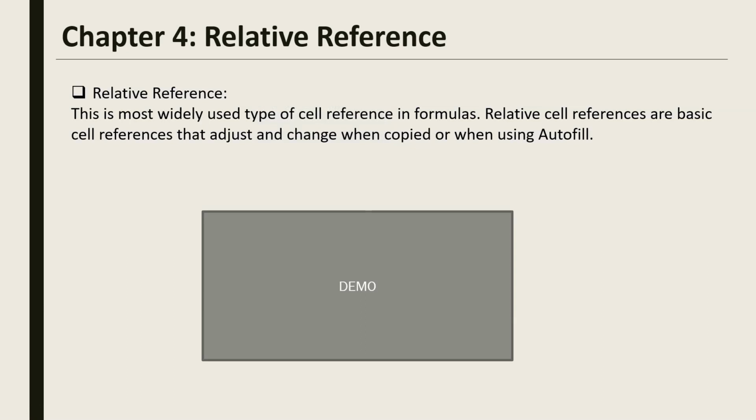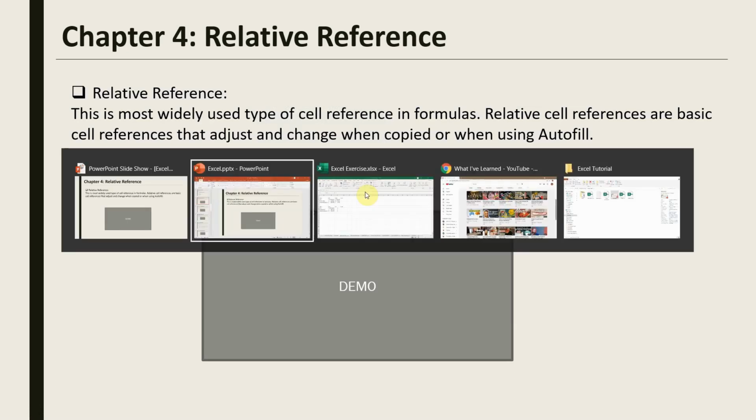So what is a relative reference? It is the most common cell reference. Relative cell references are basic cell references that adjust and change when copied and when using the autofill. So let's understand with an Excel sheet.